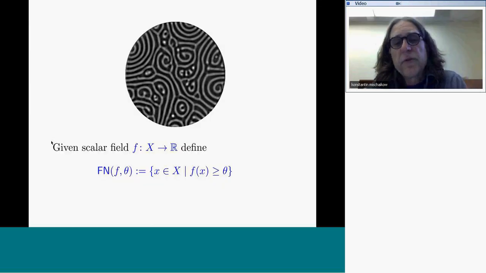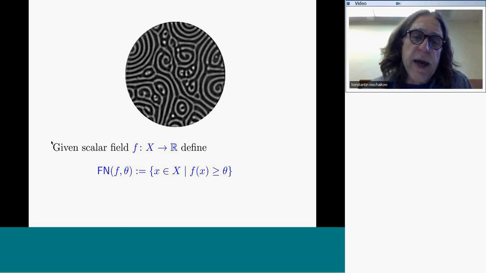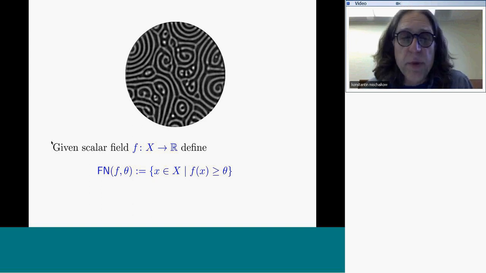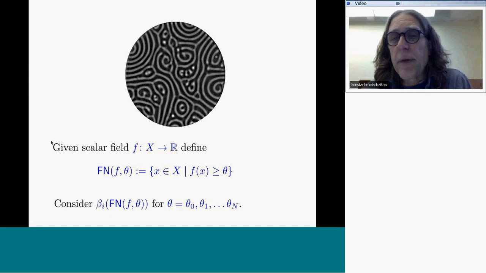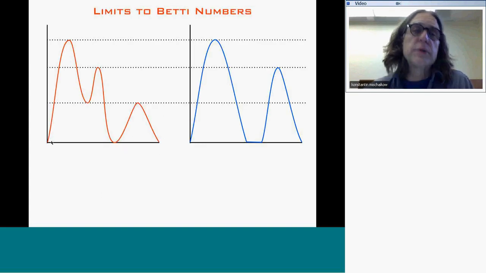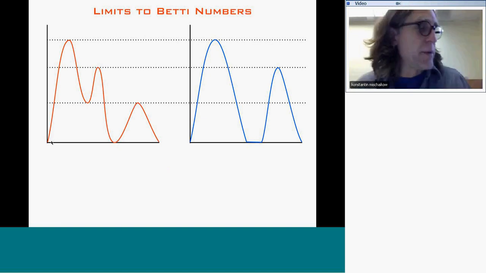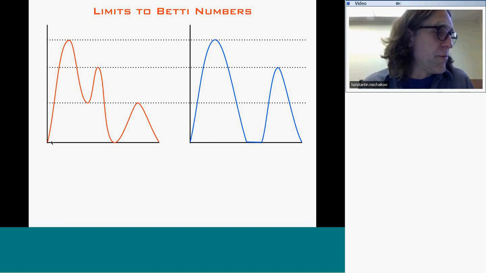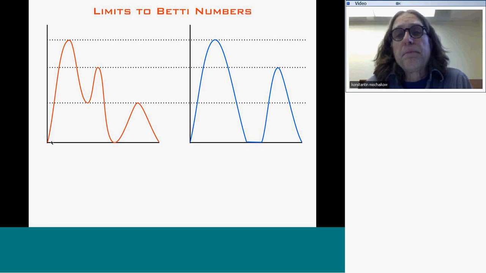Again, I want to now think about this as a scalar field, and what I'm going to look at is super level sets. So I'm going to look at the x in the domain where, given the scalar field, the value of f is within a particular threshold, and the Betti numbers associated with that. And here I'm going to go quickly because I'm assuming most people are familiar with persistent homology. Limits to the Betti number.